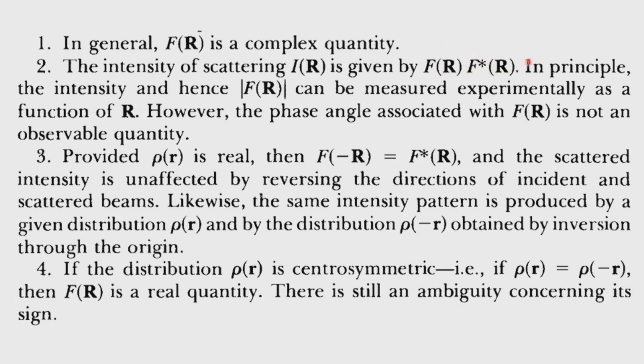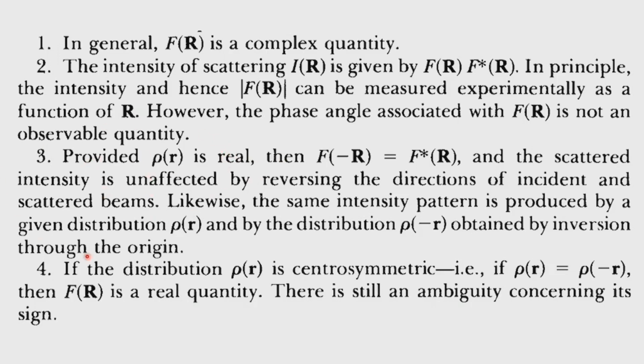F of r and f star of r essentially define I of r. So if we measure I of r and take the square root of this quantity, we will in principle get the magnitude of f of r. In principle, the intensity and hence the modulus of f of r can be measured experimentally as a function of r. However, the phase angle associated, which is represented as exponential 2 pi i r dot r, is not an observable quantity.